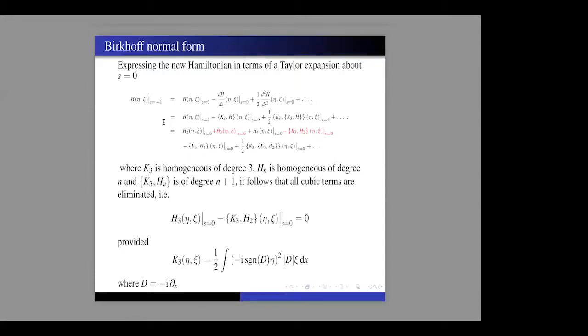All right, so according to the expansion, you get H2, H3, H4, which is quadratic, cubic, quartic. And these accordingly are cubic, quartic, and quartic. All right. And so it follows that all cubic terms are eliminated if these two terms in red are zero. And you can show, so I'm skipping the details, you can show that this can be accomplished if K3 has this form. So indeed, it's cubic in A and C. In my notation D, that's minus I, the imaginary unit, times partial X.